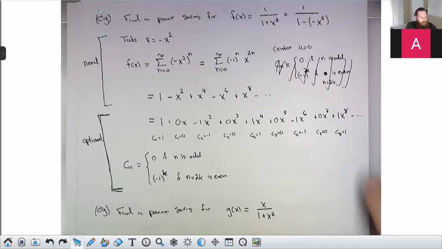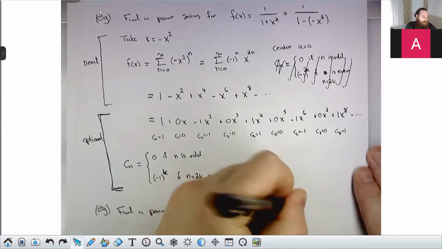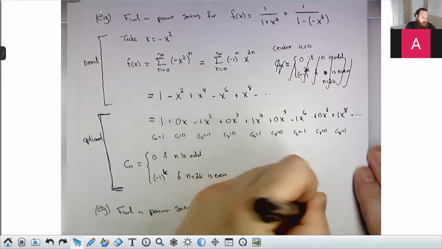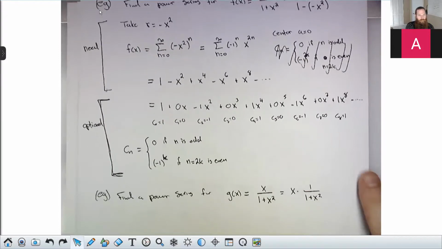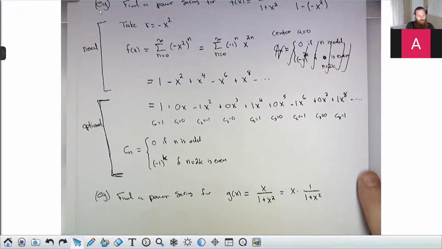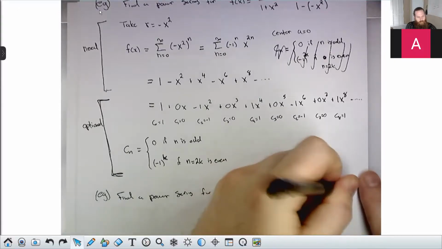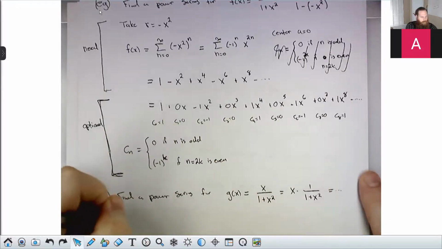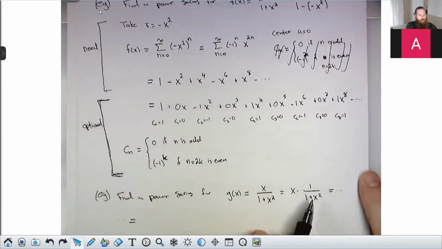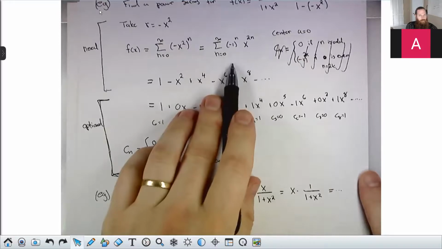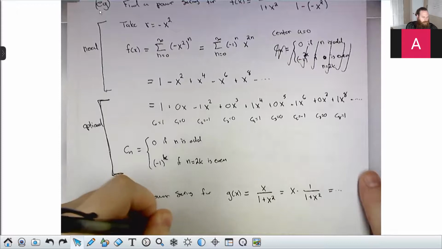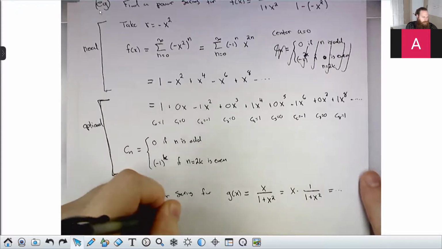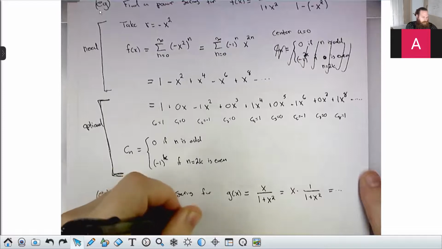Would you guys agree that this is the same as x times 1 over 1 plus x squared? Yeah, when we multiply those things, we just multiply straight across. And 1 over 1 plus x squared has this power series. So this is x times sigma n from 0 to infinity, negative 1 to the n, x to the 2n.